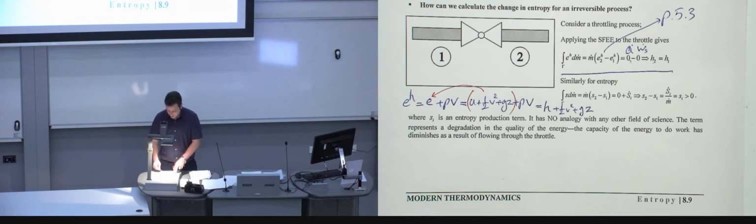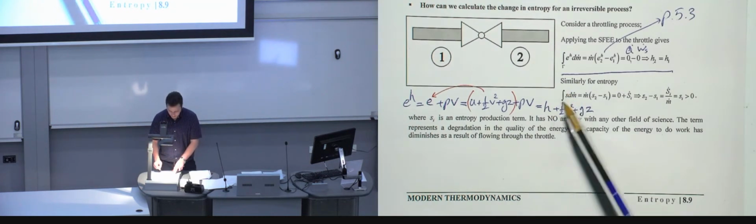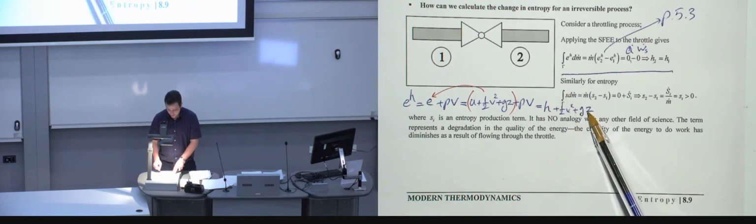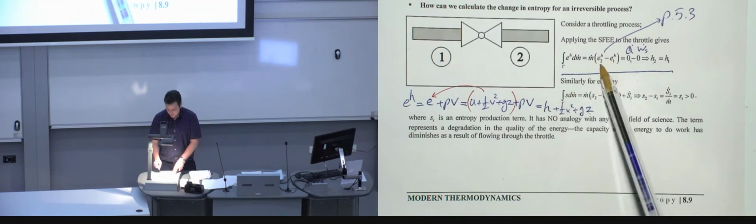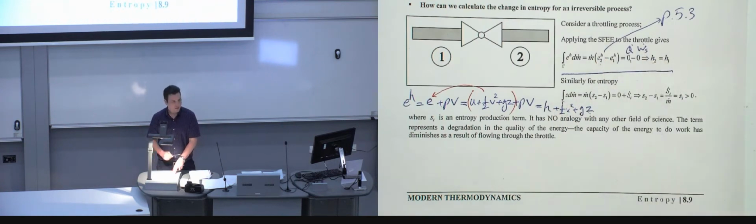In any case, because there's no kinetic energy or potential energy in this case, when it comes to E^H, the only term which is non-zero would be enthalpy. And then you're going to have H1 equals H2.